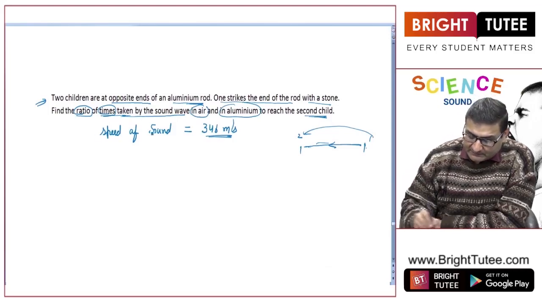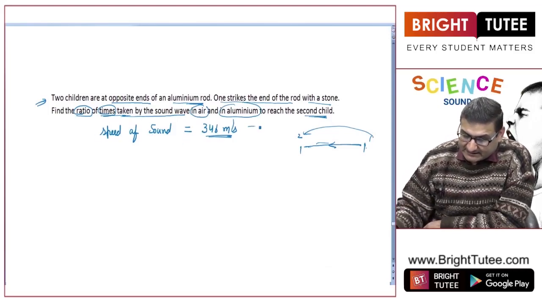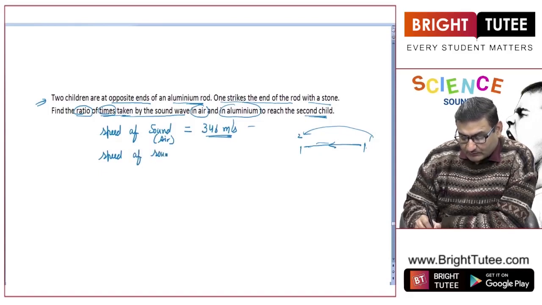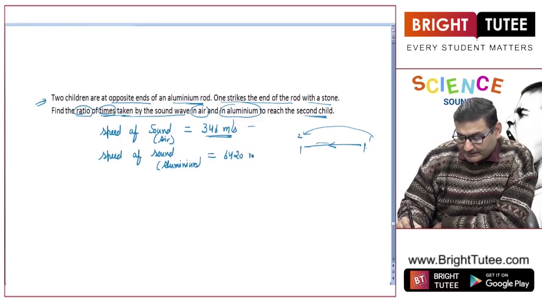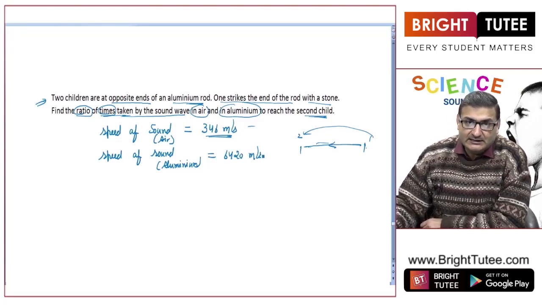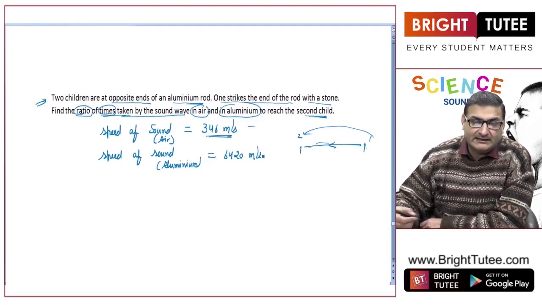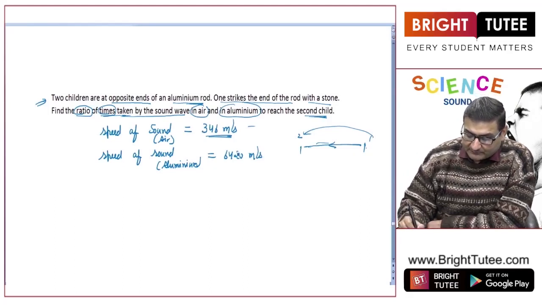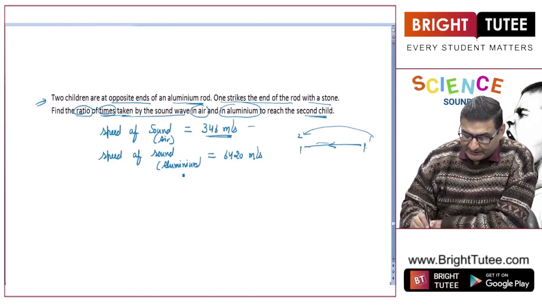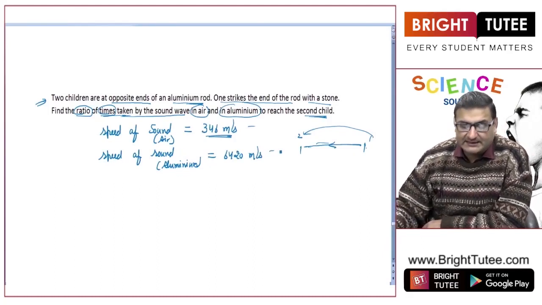Now, the speed of sound in air is 346 meter per second, and the speed of sound in aluminium is 6420 meter per second. You don't have to actually learn these values. They will be provided in the question if some element or metal like aluminium or iron is given. So, from the table given in the book, we are just relating at the moment that the speed of sound in aluminium is 6420 meter per second.